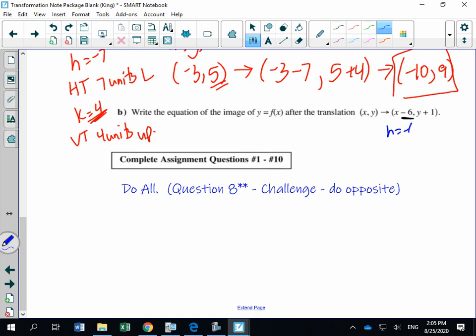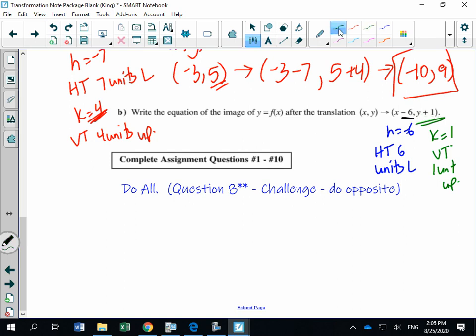So h is equal to negative 6, which is a horizontal translation, 6 units left. Okay, horizontal translation, 6 units left. This is our k value. K is equal to 1. Vertical translation, 1 unit up. Okay, so let's write this.